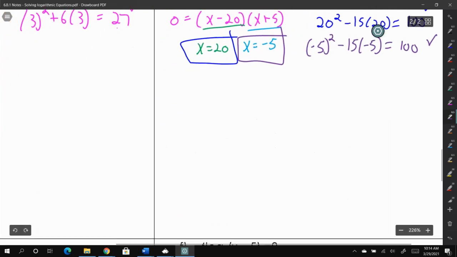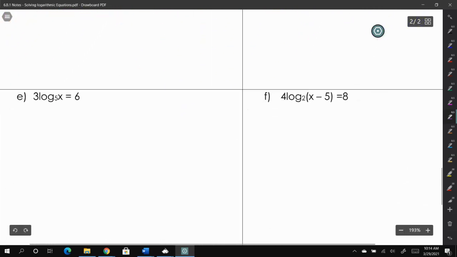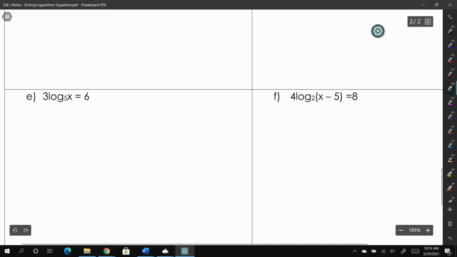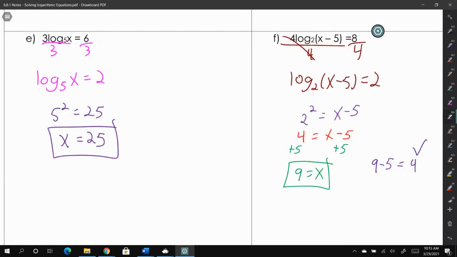Now these last two here, I want you to pause the video and try. Notice that both of these have a number in front. So you'll have to divide both sides by that number in front first before you convert this from a log to exponent. So pause the video. When you get your answers, unpause it to see if we get the same thing. All right, so here's the answers plus the work shown. Like I said, you had to divide both sides by the number in front.